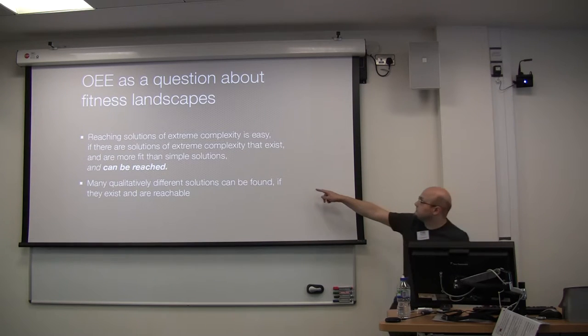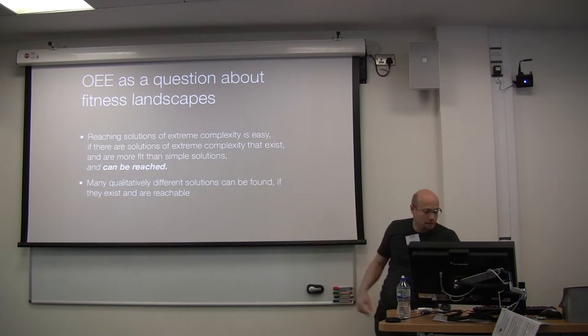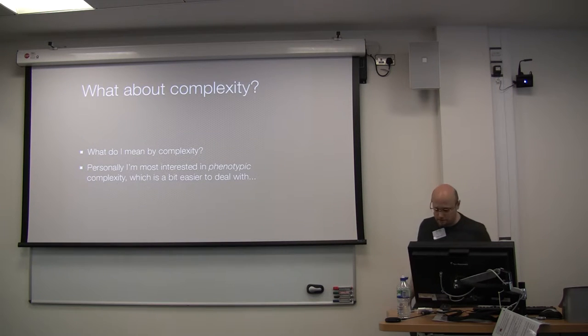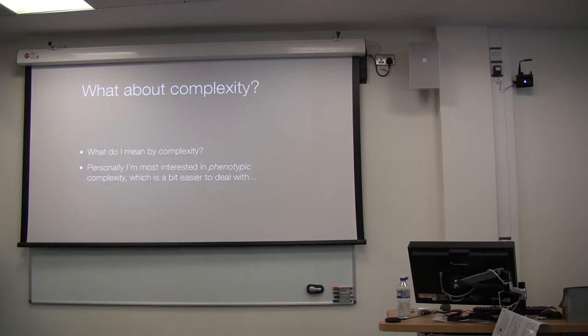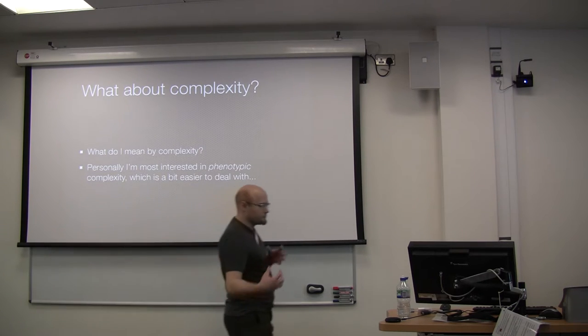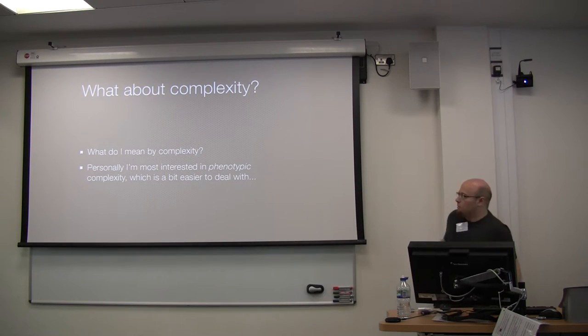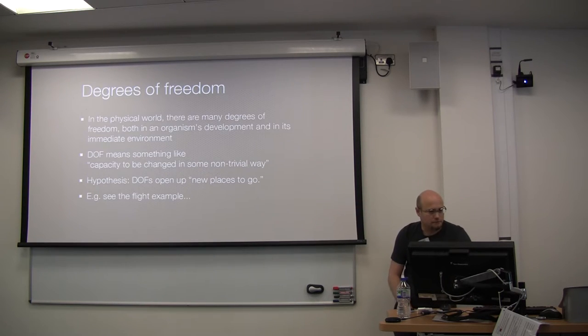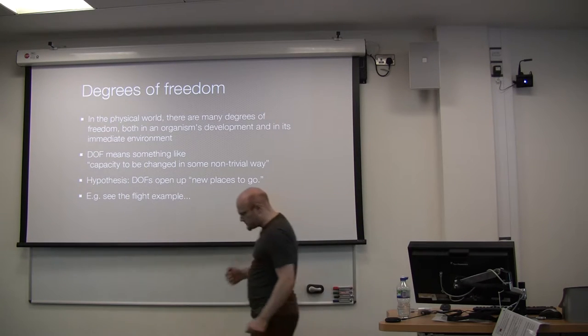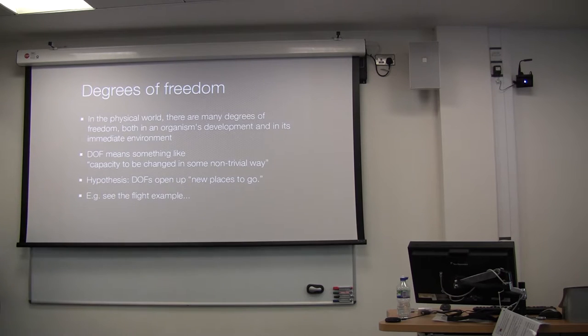And again, many qualitatively different solutions can be found, as long as many qualitatively different solutions exist and are reachable. So by complexity, I personally mean function, the way it works, the phenotypic complexity, how it behaves, what it does, and so on, which is harder to define mathematically, but it's easy to deal with on the intuitive side. So now I'm going to talk about what I think is needed to get that kind of fitness function that would have this open-ended property.